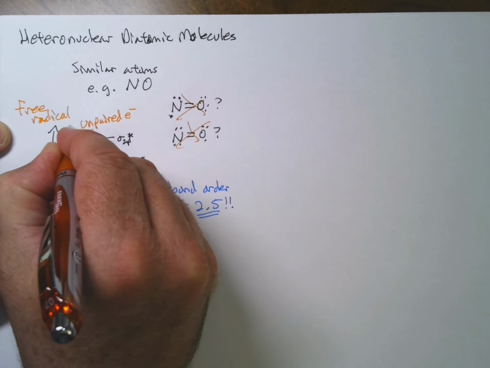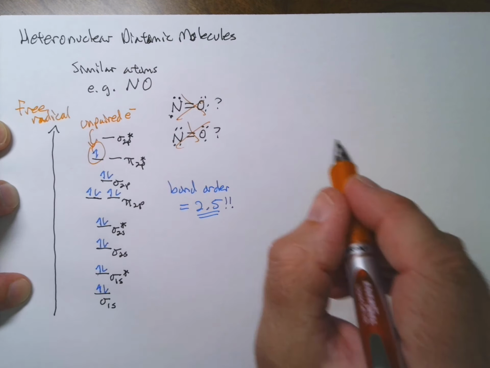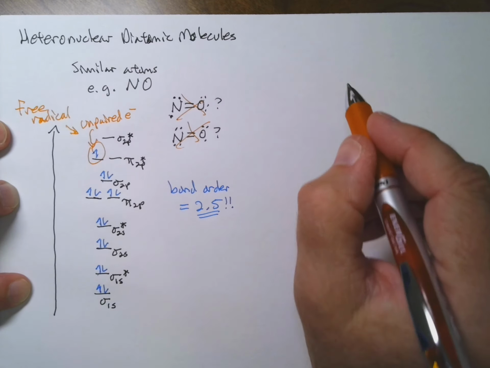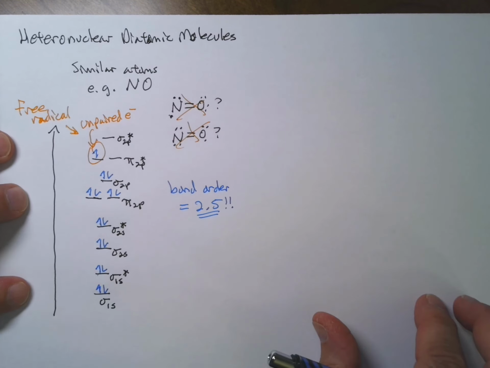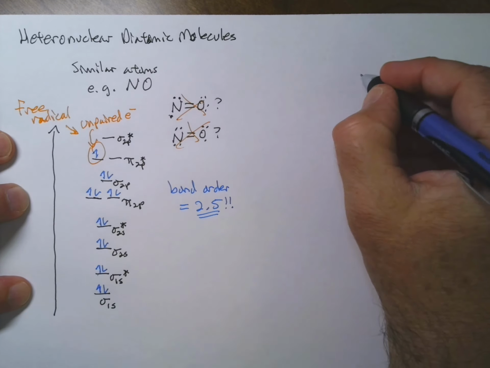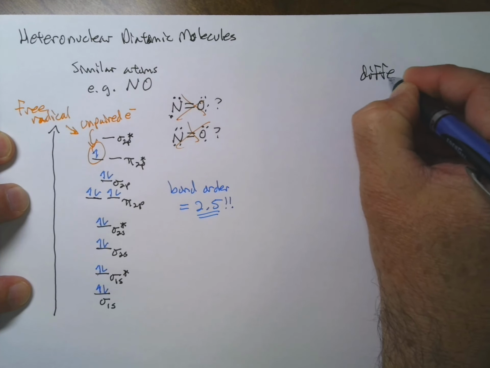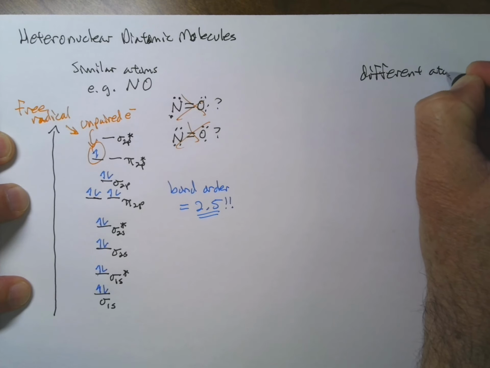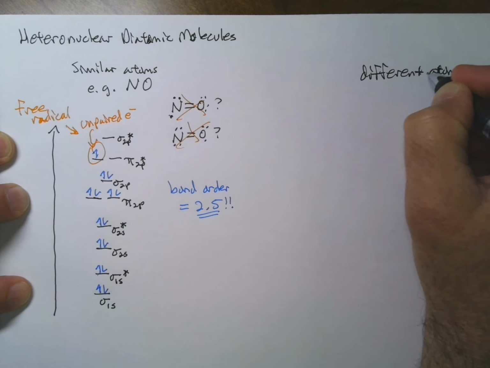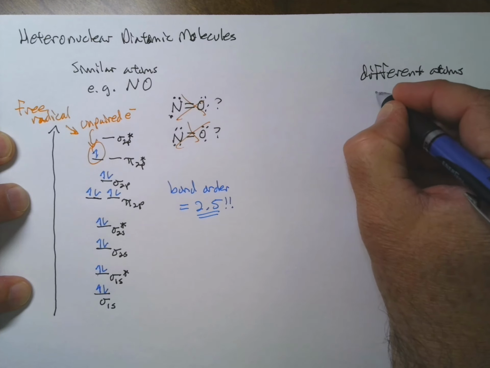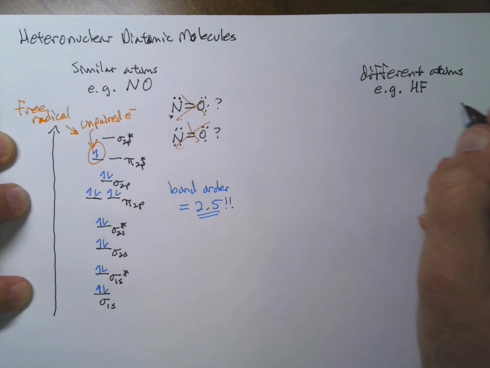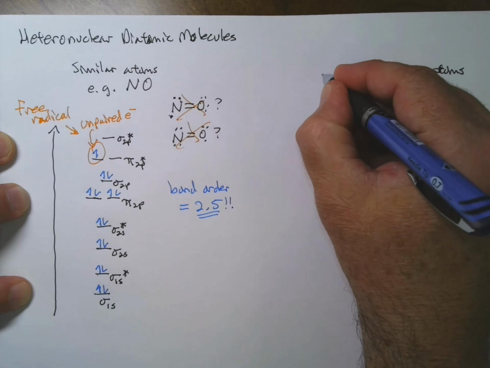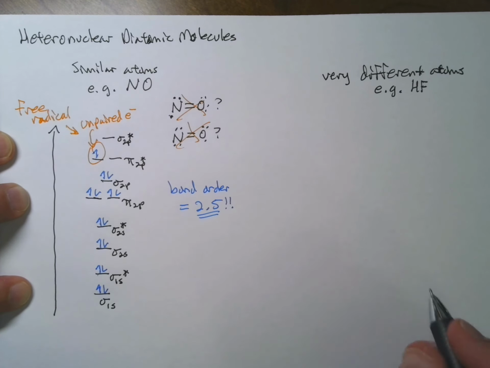And free radicals can be very reactive, especially doing oxidation reactions. Okay, now what if we had different atoms? And not just different N and O, but very different atoms. So HF, fluorine is much more electronegative than hydrogen. So maybe I'll say very different atoms.